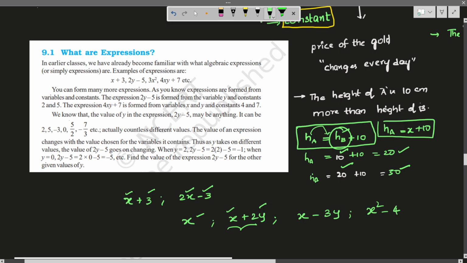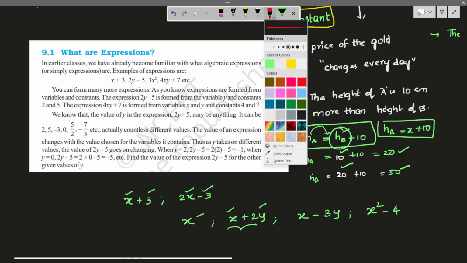An algebraic expression is very simple. It is an expression which contains both variables and constants. Now if you observe here, you will get some clarity on what we are discussing.